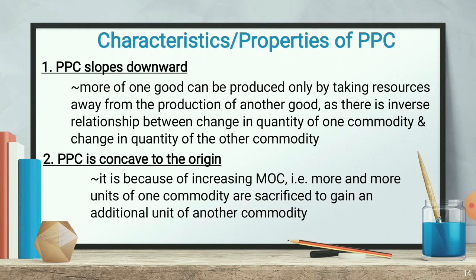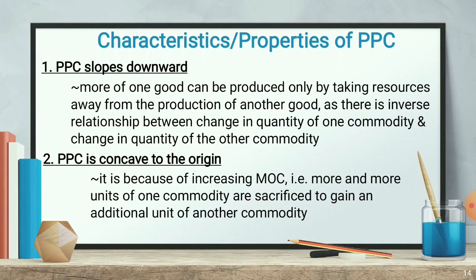Why? Because more of one good can be produced only by taking resources away from the production of another good. We have seen in the previous slides that when we produce one more unit of a commodity, we have to sacrifice, we have to take away some resources from the other commodity. As there is an inverse relationship between the change in quantity of one commodity and the change in quantity of the other commodity, the slope of the curve falls and it creates a downward slope. Learn it by heart because it is very important.